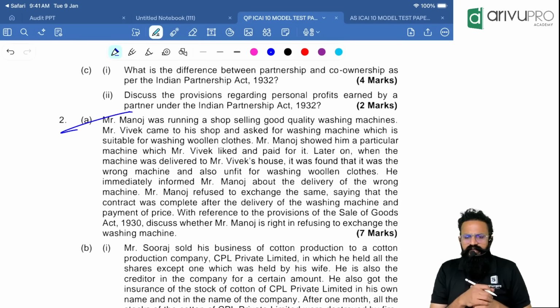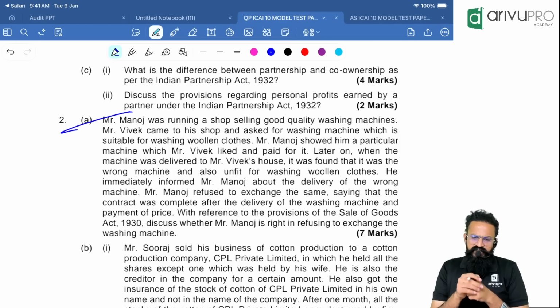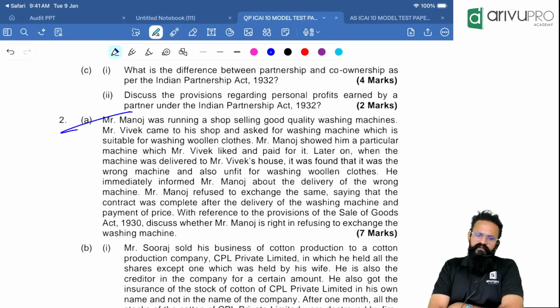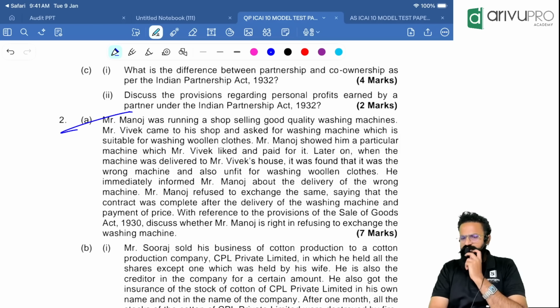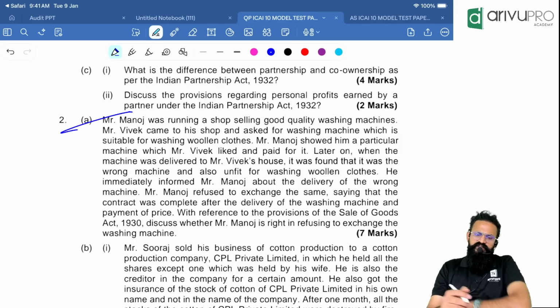Mr. Manoj was running a shop selling a good quality washing machine. Mr. Vivek came to his shop and asked for a washing machine which is suitable for washing woolen clothes. Mr. Manoj showed him a particular machine which Mr. Vivek liked and paid for it. Later on, when the machine was delivered to Mr. Vivek's house, it was found that it was the wrong machine and also unfit for washing woolen clothes. He immediately informed Mr. Manoj about the delivery of the wrong machine. Mr. Manoj refused to exchange the same, saying that the contract was complete after the delivery of the washing machine. With reference to the provision of sale of goods, discuss whether Mr. Manoj is right in refusing the exchange of washing machine.